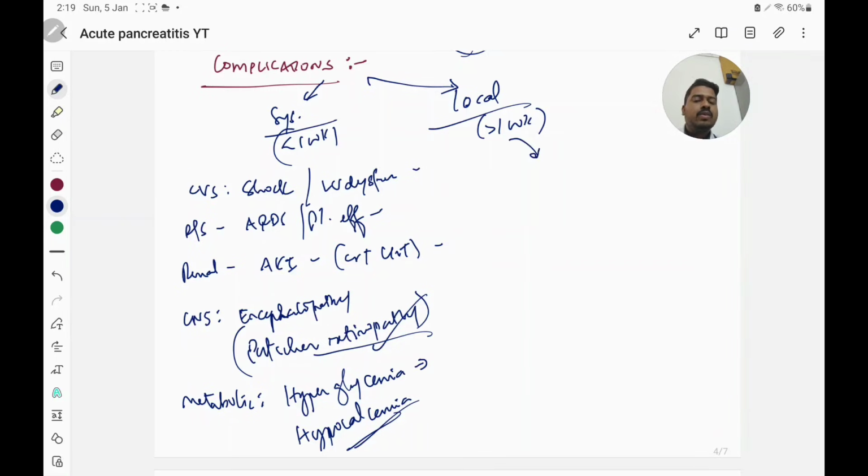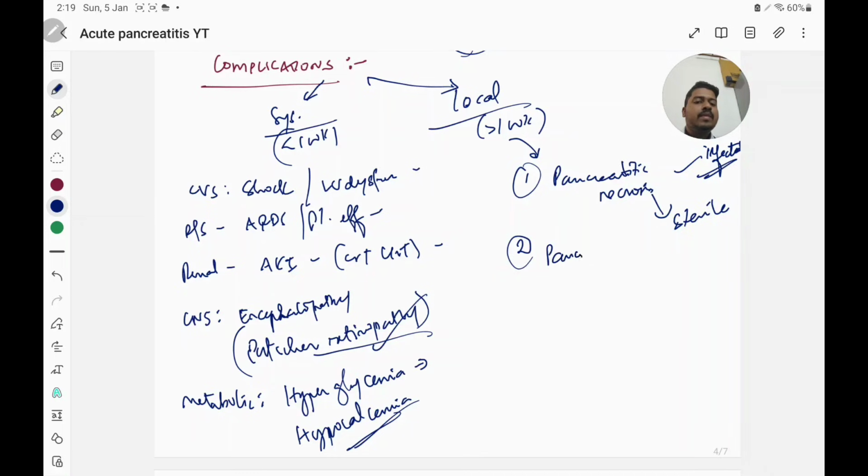Next, coming to local complications. In local complications you can have one, pancreatic necrosis, okay? Pancreatic necrosis can be infected necrosis. If it is infected, then we'll have to give antibiotics, okay? Or it can be sterile necrosis.